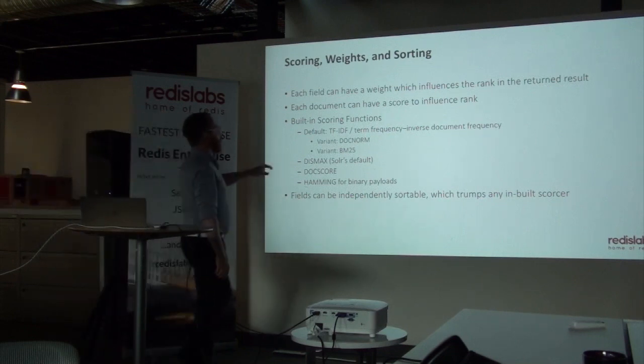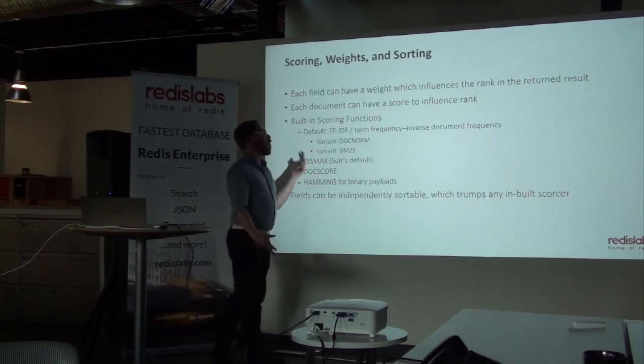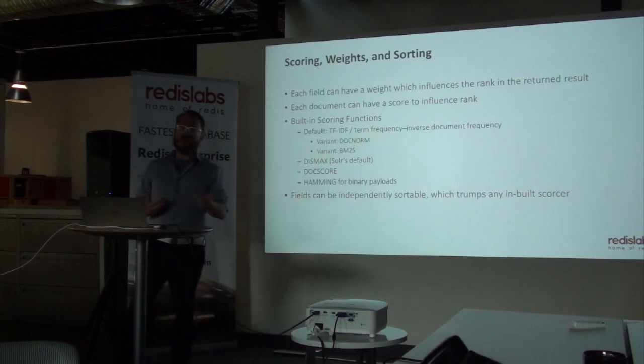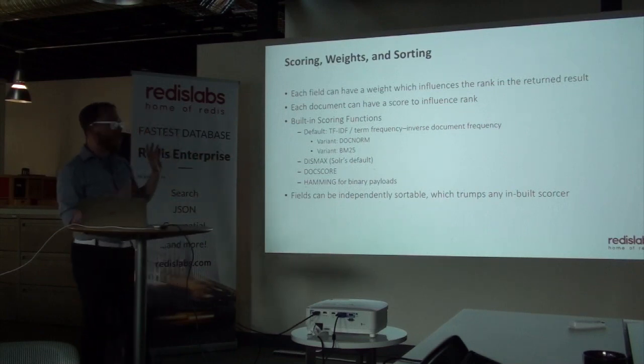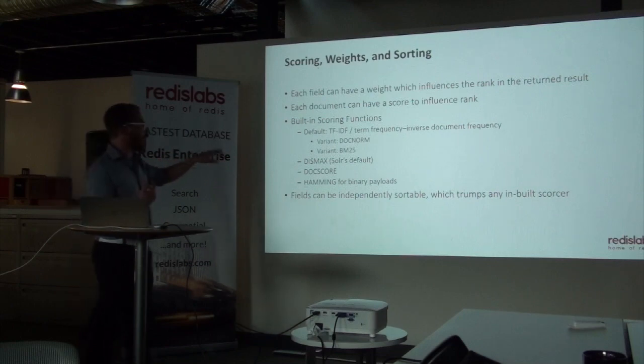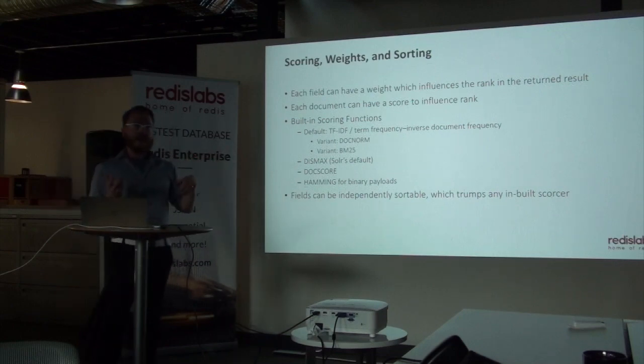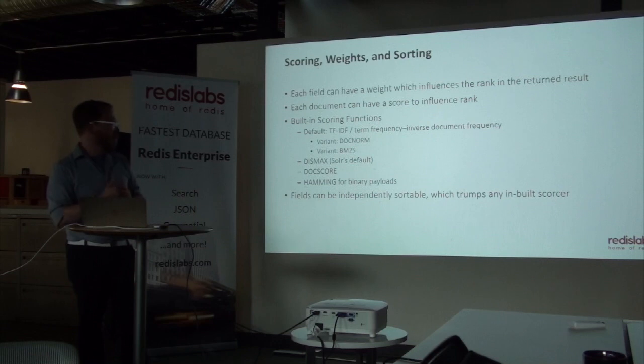We use term frequency, inverse document frequency as our default algorithm. There's a few other ones. We have DisMax, which is what Solr uses, doc score, and then we can actually have binary payloads in it, so you can actually do scoring through the binary payload, but not many can use that. It's a very specific use case.